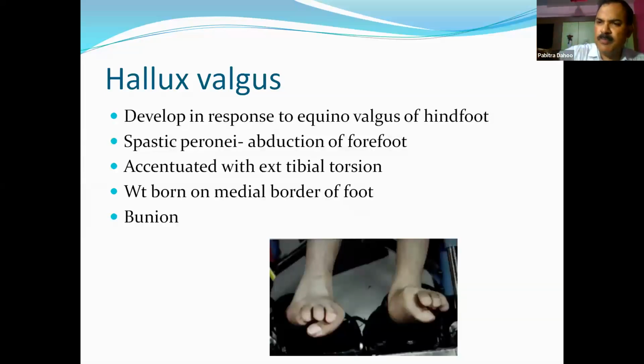The body makes a full effort to propel or lift the body weight, but that is not possible. So almost all the weight is borne by the medial border, more towards the distal side, because the heel is in equinus position. So most of the weight is borne in the distal part. The heel goes, and the great toe goes into valgus position.